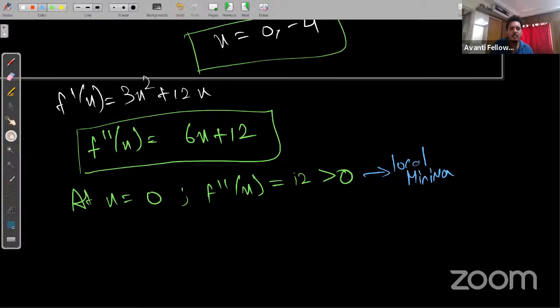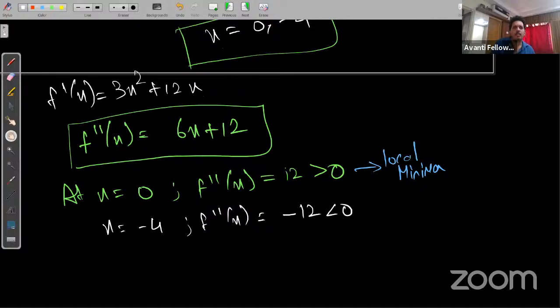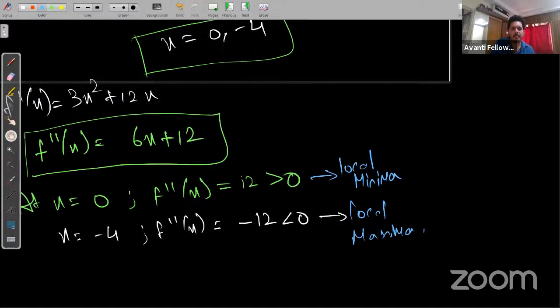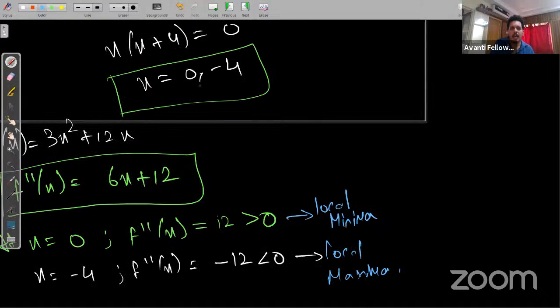So similarly, find for another point. What is another point, guys? At x equal to -4, what is my value of f double dash of x? I think it is minus 24 plus 12. It is minus 12. So it is less than 0. So at x equal to -4, you will have what? Very good, guys. It is local maxima. So ultimately, at x equal to 0, you will have local minima, and at x equal to -4, you will have local maxima.